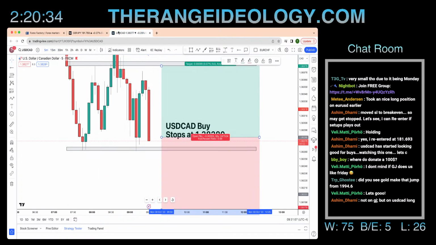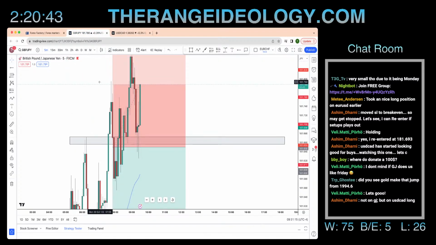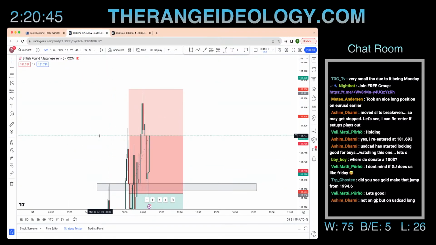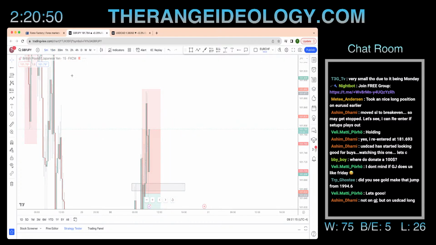Wow, look at that. Oh, wow, look, a strong push from USD CAD. And GJ again making the opposite, just the reversals here. It's insane.